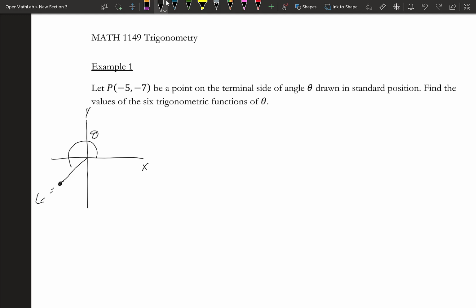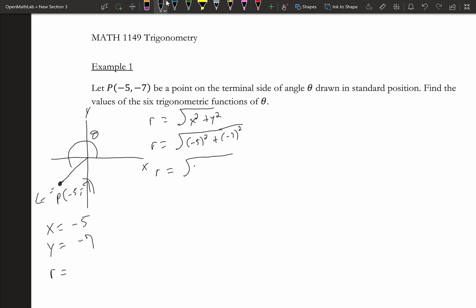Right, so here's theta. Here's my point P, which is (-5, -7). Just some things to note. We know that x is -5, the y value is -7, and we don't know what r is yet, right? But we do know that r is equal to the square root of x squared plus y squared. So r would be equal to the square root of (-5) squared plus (-7) squared. So this would give me r equals the square root of 25 plus 49, that'd be the square root of 74. I don't think that simplifies, right? No. So r is equal to radical 74.